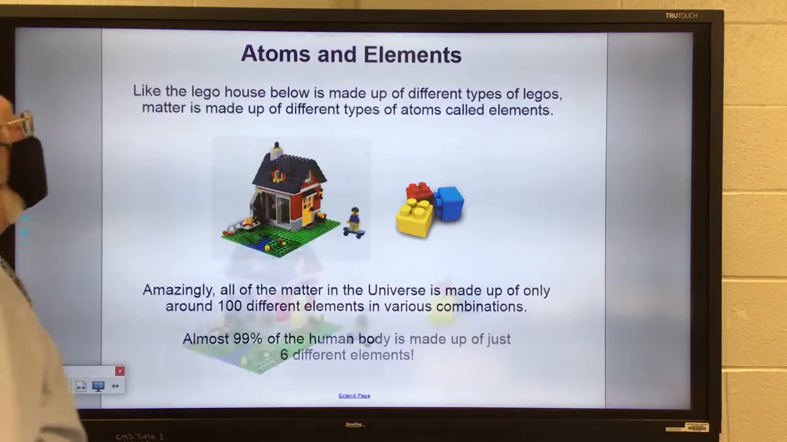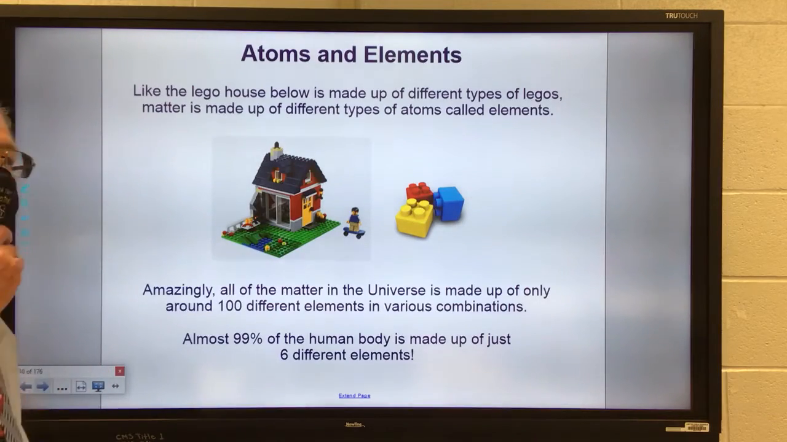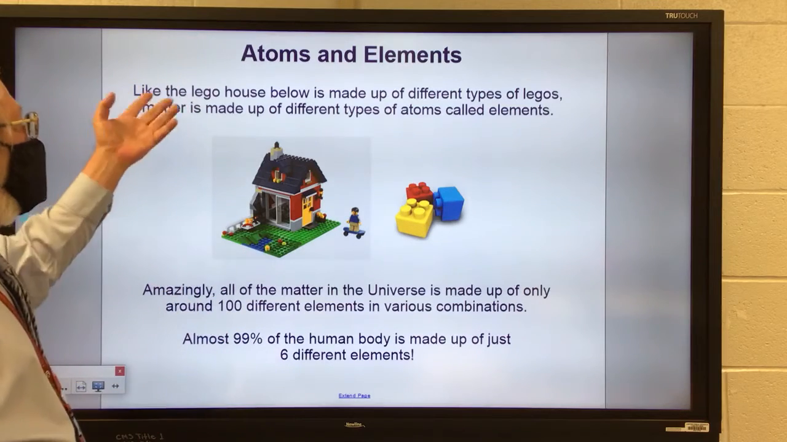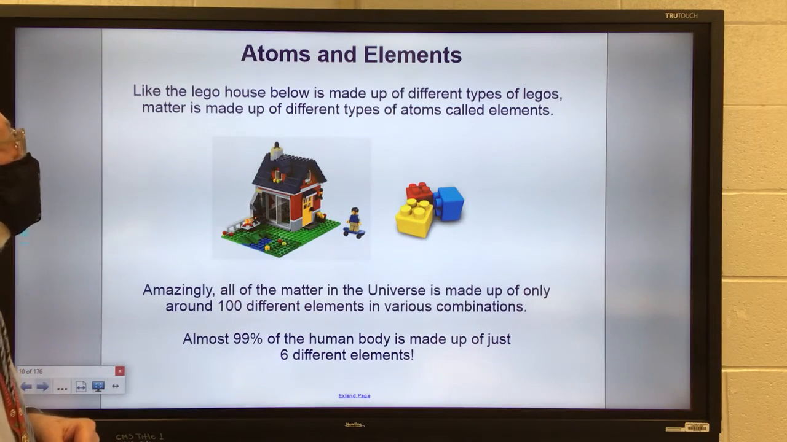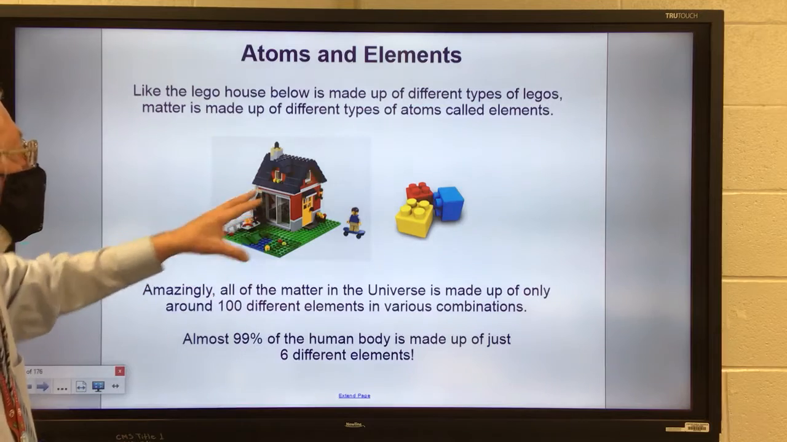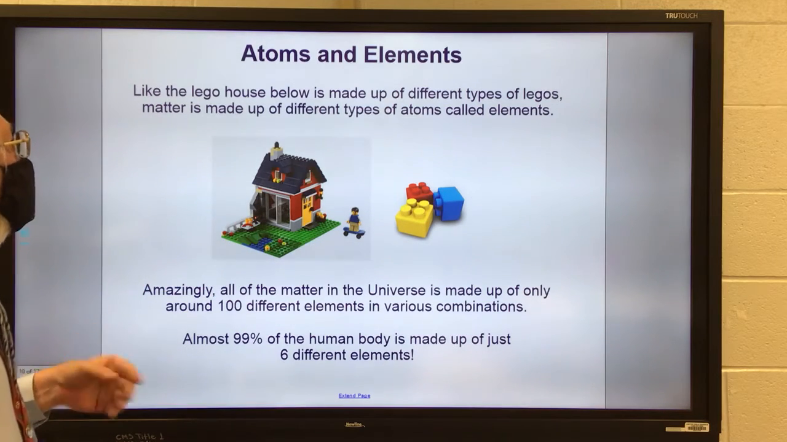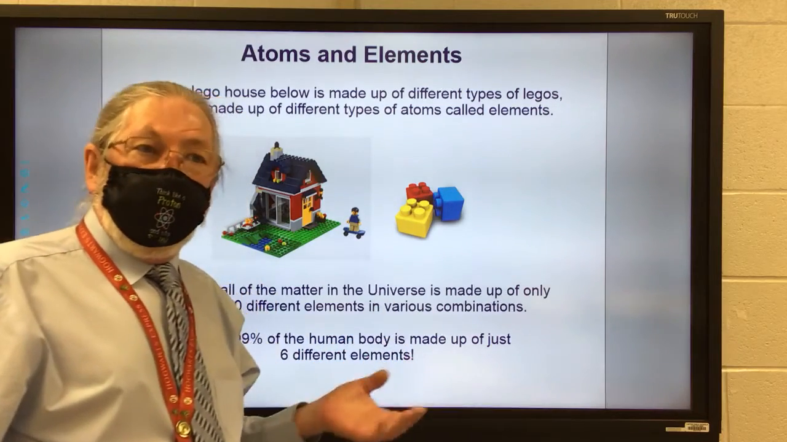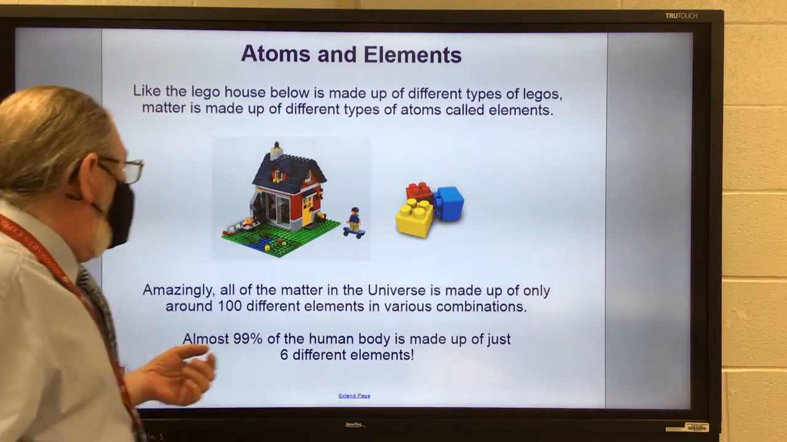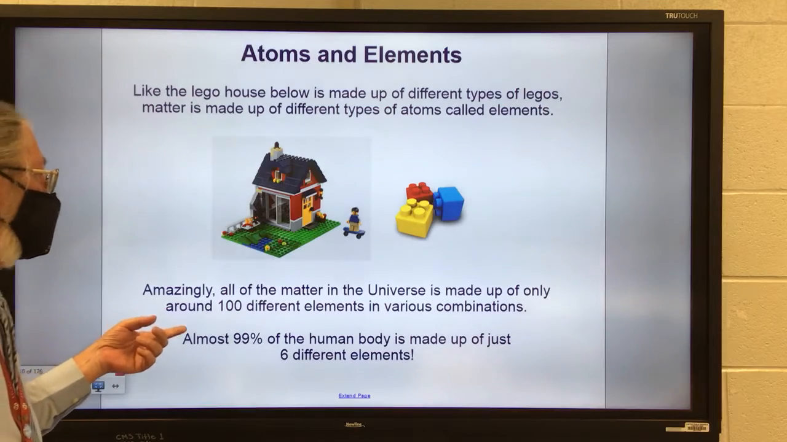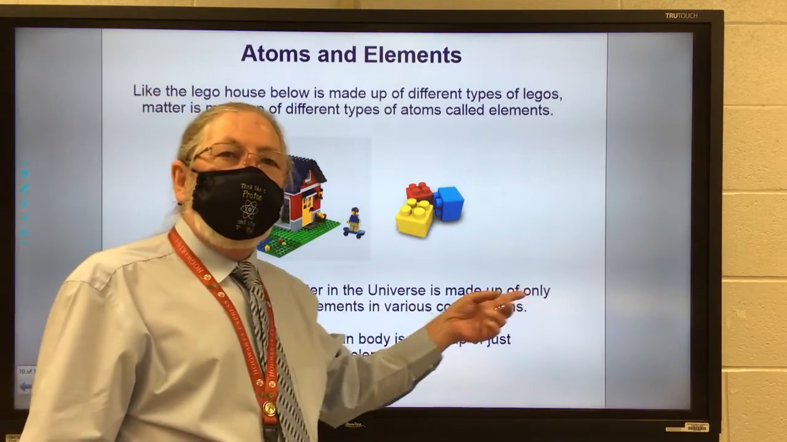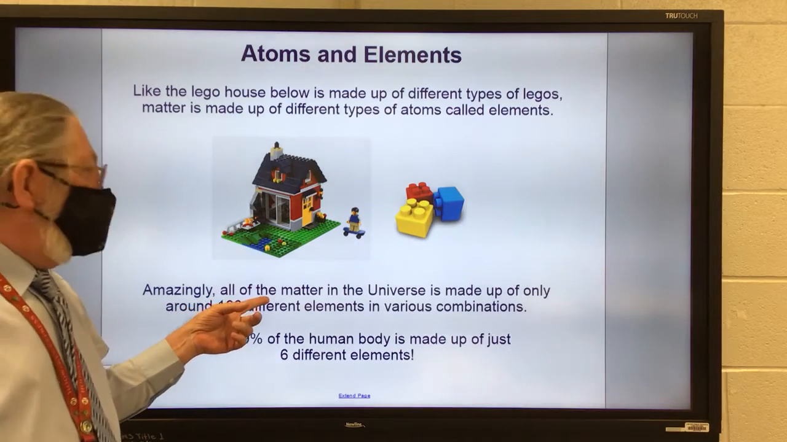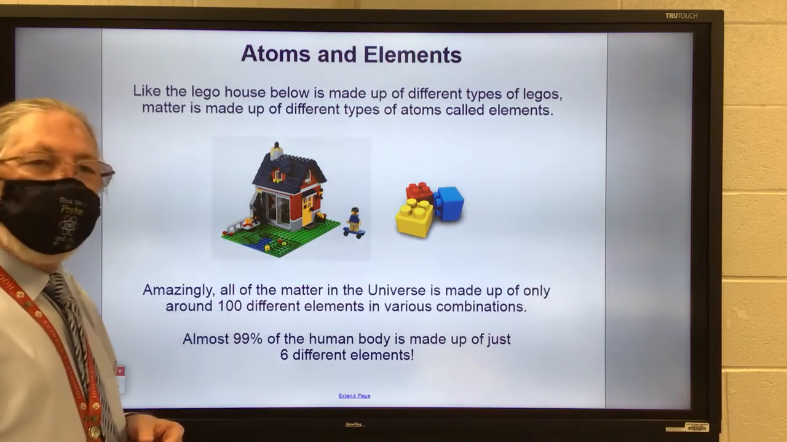Okay, so let's move on here. Let's look at atoms and let's look at another word, elements. So, like this Lego house here, that's made up of different types of Legos. Matter is made up of different types of atoms called elements, okay? And amazingly, all the matter in the universe is made up of only about 100 different elements in various combinations.